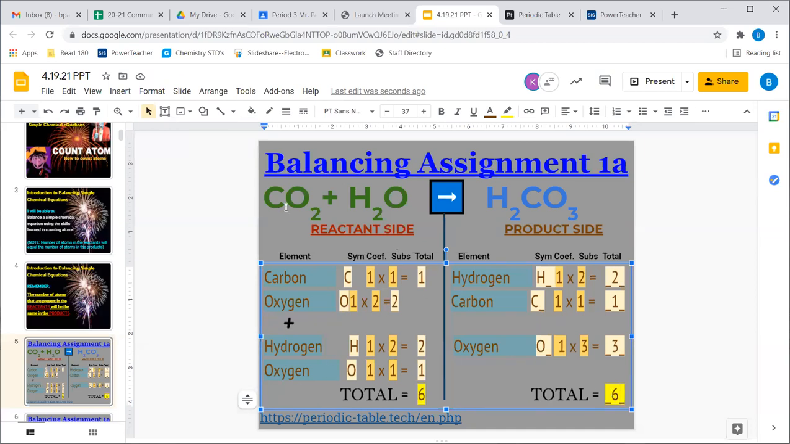So the subscript for carbon would be 1, plus 2 is 3, plus 2 is 5, plus 1 is 6. That checks. 2 for hydrogen, plus 1 for carbon is 3, plus 3 for oxygen is 6. You can move on from this knowing full well you got 100% correct, accurate answer.